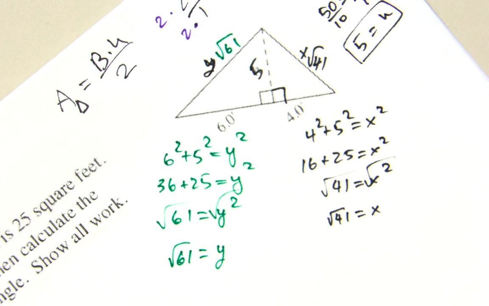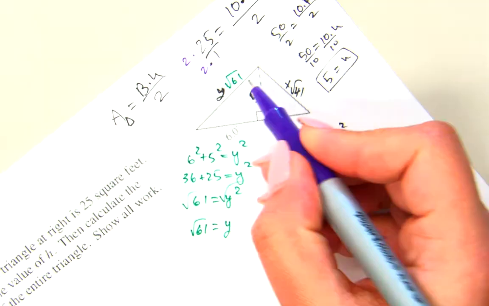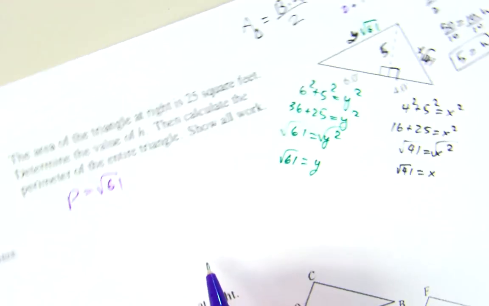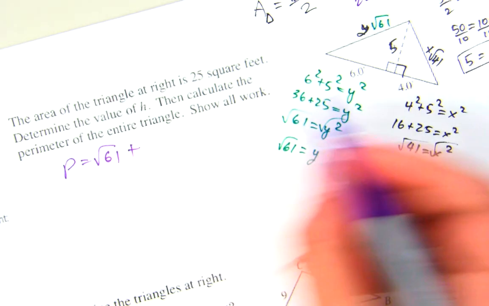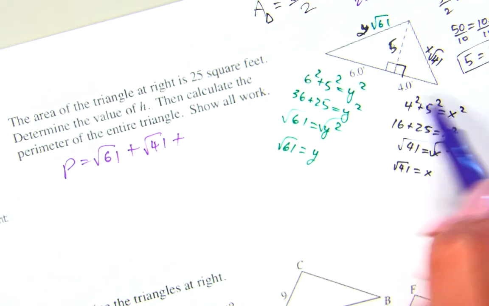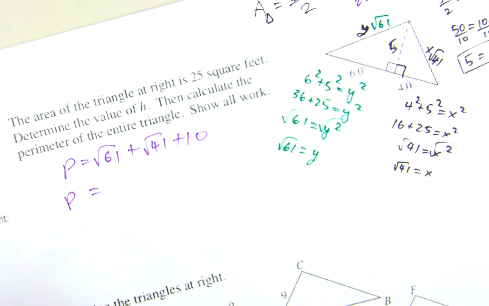perimeter together. Okay, so we have a perimeter of, let's see, square root of 61 plus square root of 41 plus 10. All right. Well, this would be much easier if I show you what it's going to look like on the calculator because it should come out to a weird decimal.